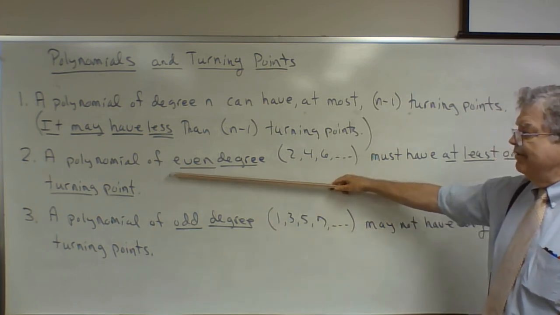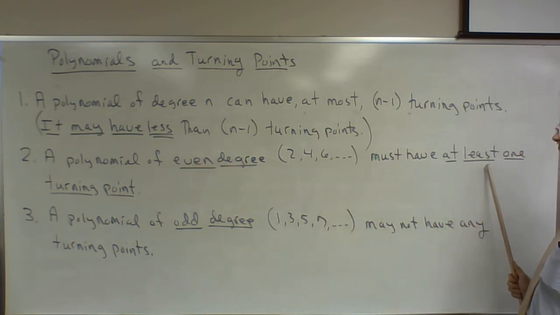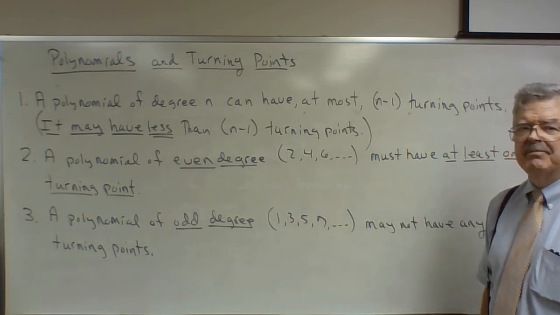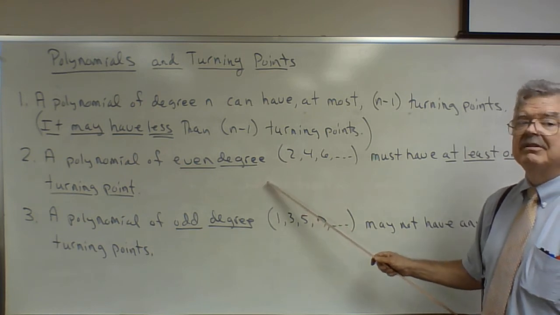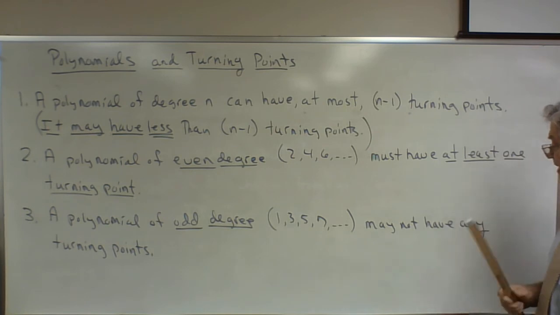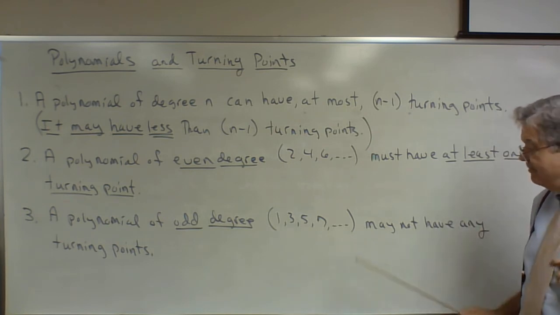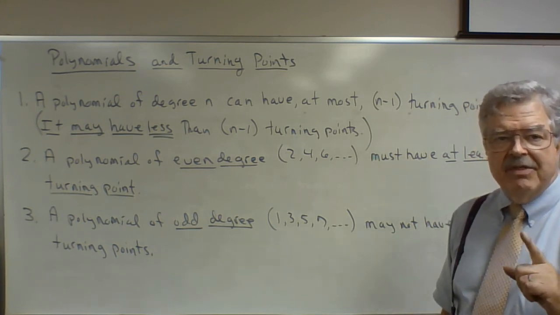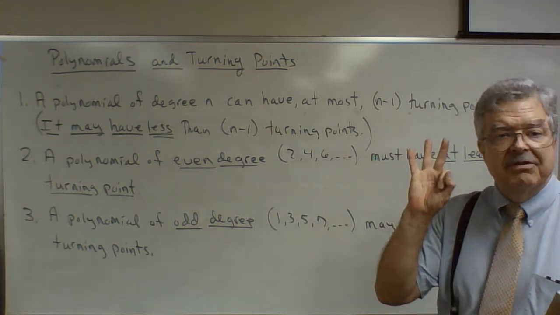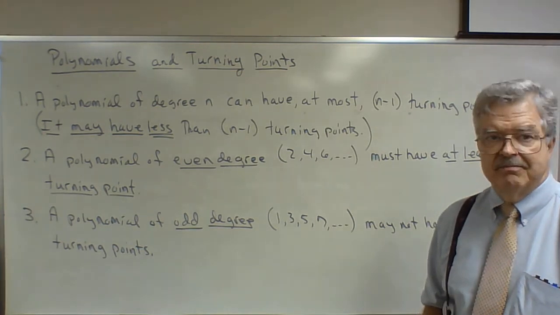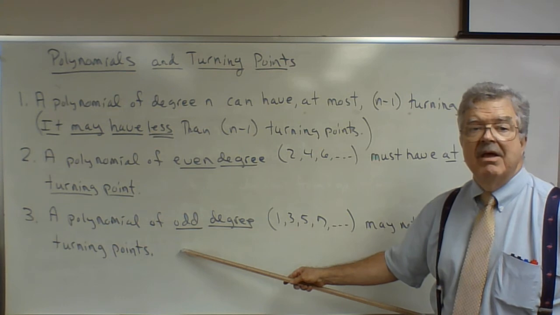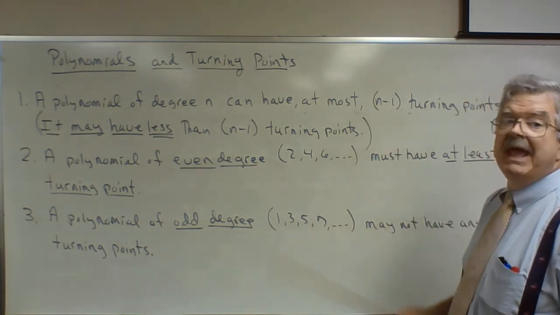A polynomial of even degree, 2, 4, 6, must have at least 1 turning point. So a polynomial of degree 4 has got to have at least 1 turning point. A polynomial of degree 12, it's got to have at least 1 turning point. A polynomial of odd degree, 1, 3, 5, 7, may not have any turning points at all. And we just saw an example where that happened. We saw the graph of f of x equals x cubed, a polynomial of degree 3. It had no turning points. So a polynomial of odd degree may not have any turning points, or it may have as many as n-1.